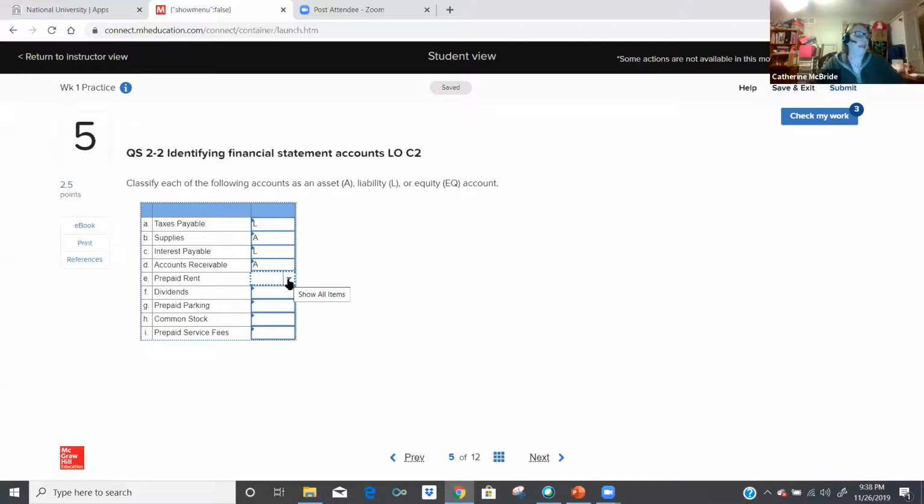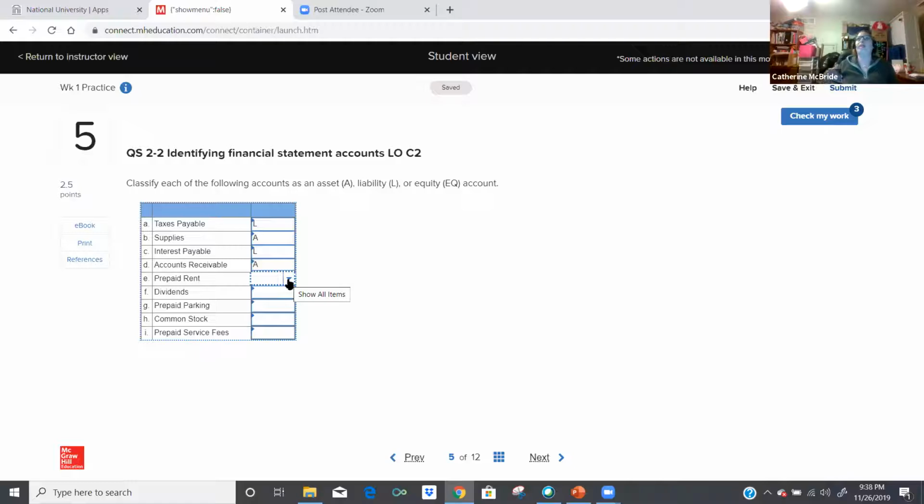Okay, prepaid rent. Prepaid rent is an anomaly. There's two anomalies, and prepaid rent is one of them, and they're in red on my course announcement, and I talk about them. Prepaid rent is an asset. It's a prepaid expense. So what's happened is we paid rent in advance.